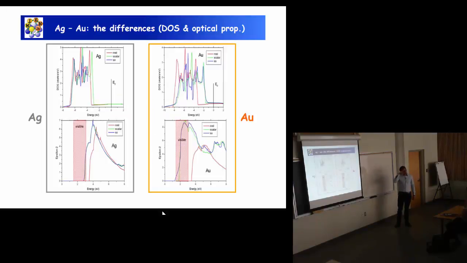And this can be observed if you simply do an optical calculation for gold. Look at this one, it's epsilon 2, the imaginary part of the dielectric function, which leads to the absorption as a function of energy. If you do a non-relativistic calculation, you see that you do not absorb in the visible light, so gold is white if you do a non-relativistic calculation. And if you do a scalar relativistic calculation, you have absorption in the visible light.